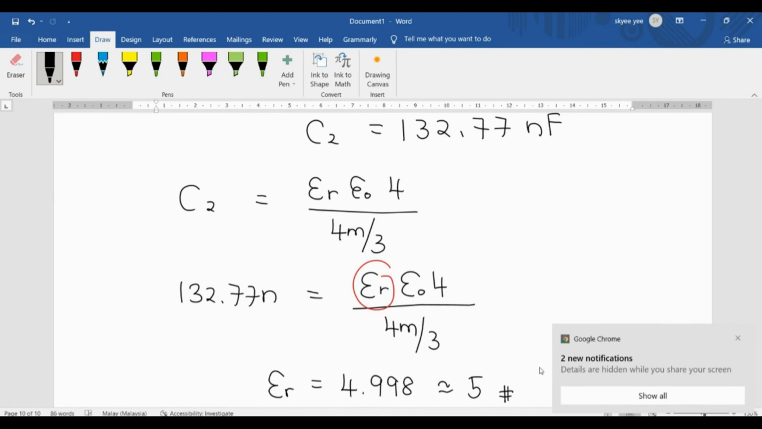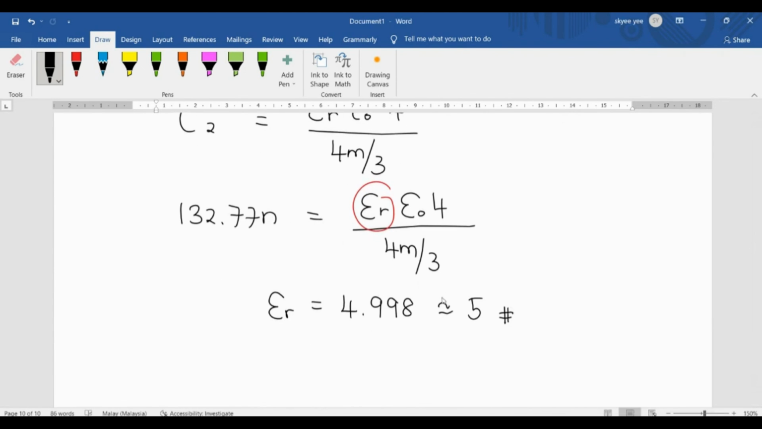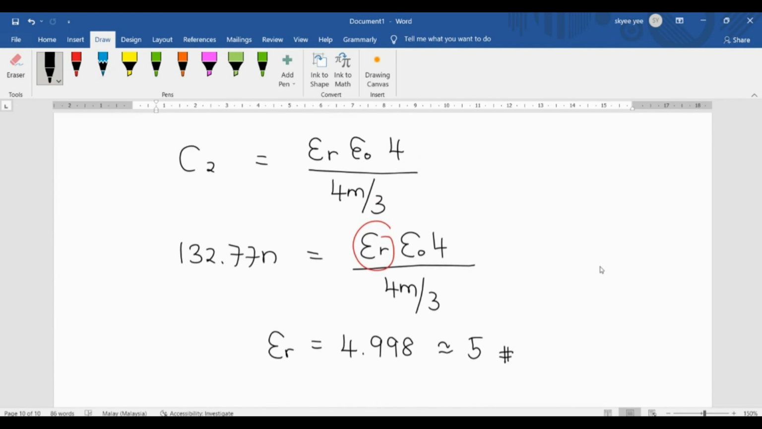So who has problem to get this epsilon r? I don't show the steps. You can straight away press the calculator to get this thing. But I wish to know who cannot get this 5. Who doesn't know how to use your calculator to get this 5? Can you raise your hand?